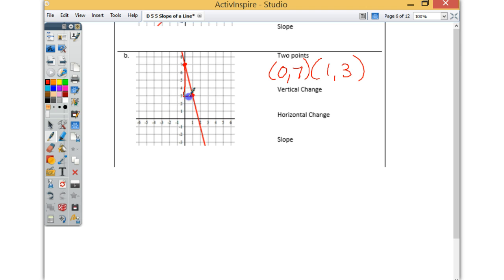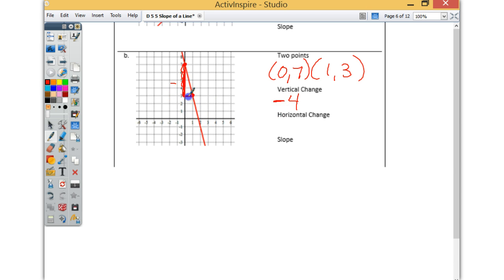So we'll go here, make our right triangle. So vertical. If I start here and go this way, what's my vertical change? I went down how many? 1, 2, 3, 4. So I went down 4. Do I leave it like that? What does it mean if I went down 4? It's a negative, so that means a negative 4.